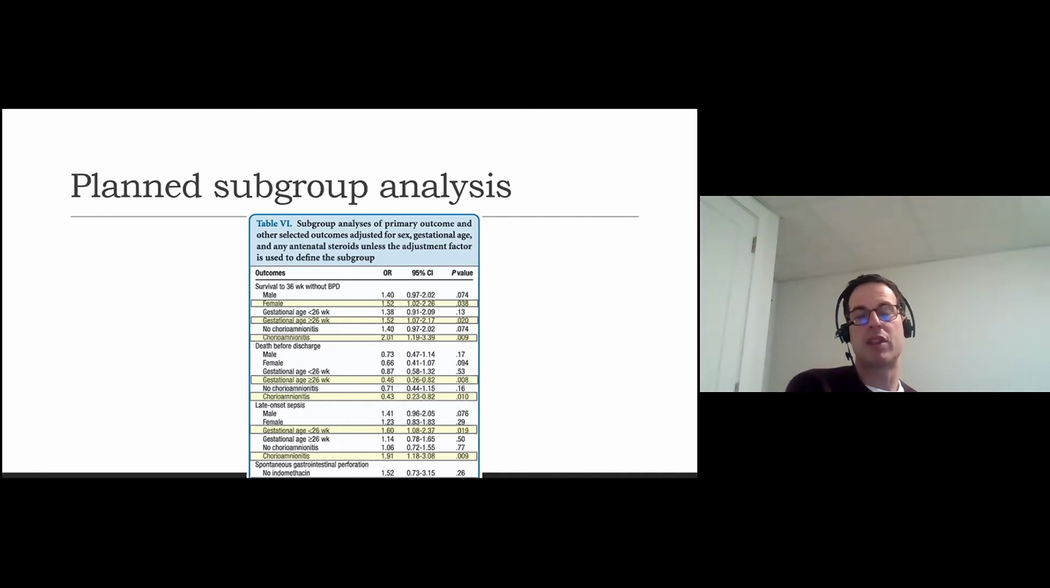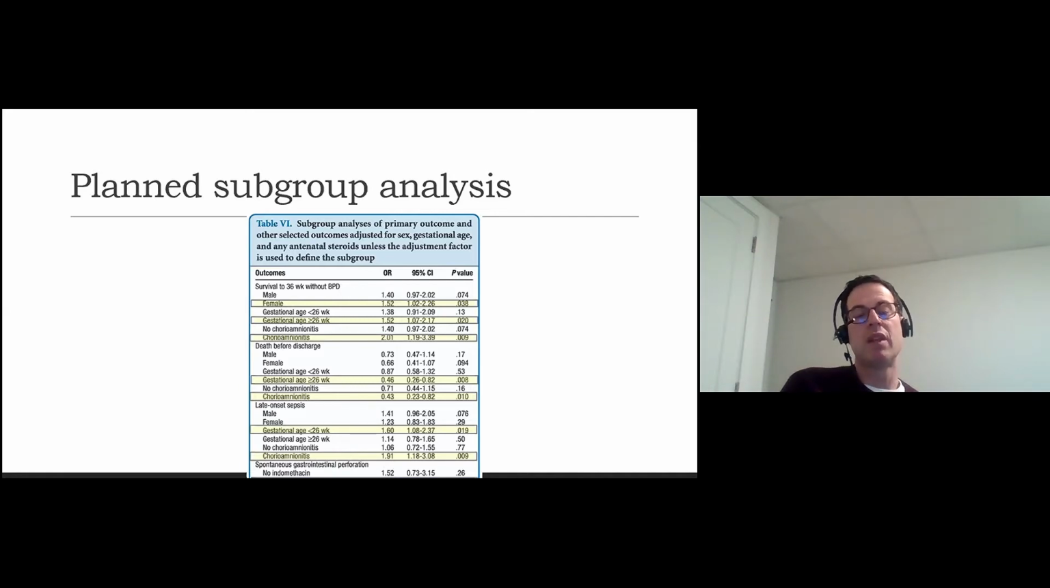When you look at influence on death before discharge, again, the hydrocortisone had more impact in the greater than or equal to 26 weeks group. And one of the downsides was in the under 26-week group, there was an increased risk of sepsis. And lastly, use of indomethacin in combination with hydrocortisone put babies at risk of spontaneous intestinal perforation. So on the surface, you would look at this and you would say, well, under 26 weeks, babies who are exposed to hydrocortisone suffer an increased risk of sepsis and have no impact on death and have no survival at 36 weeks without BPD.